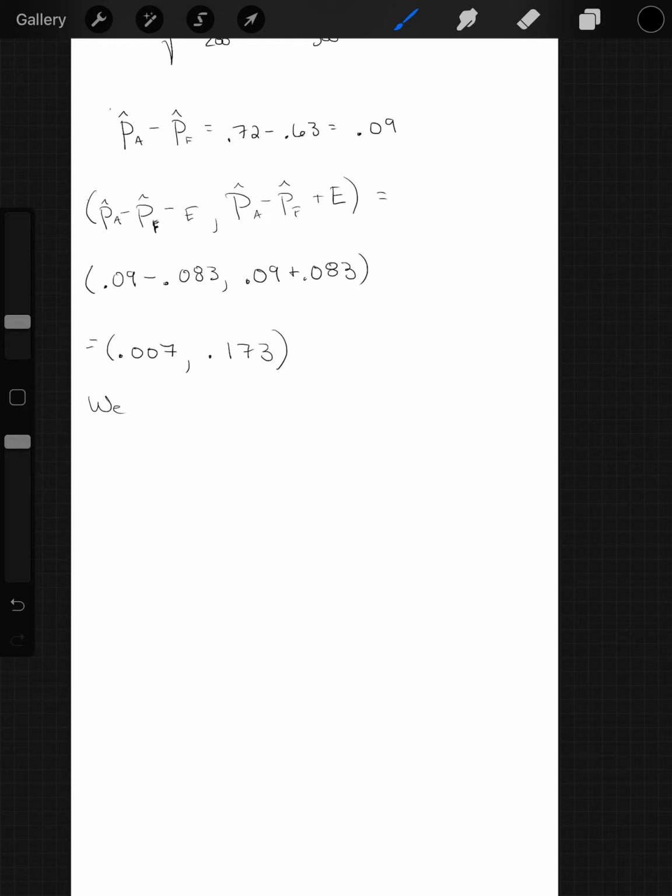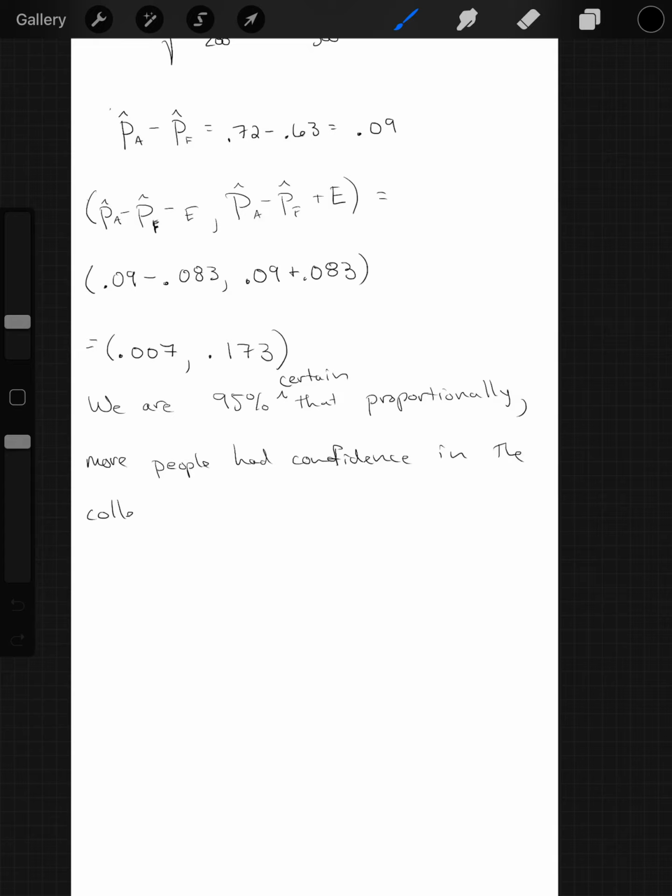So let's see, we're at a 95% confidence level. We are 95% confident that proportionally more people had confidence in the college president in August. Being positive, it means that the first one in the subtraction is the bigger one, and the first one in the subtraction here is associated with August.